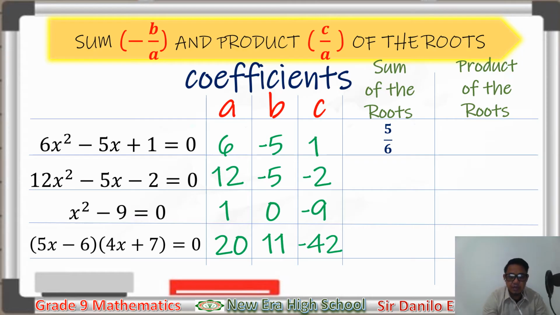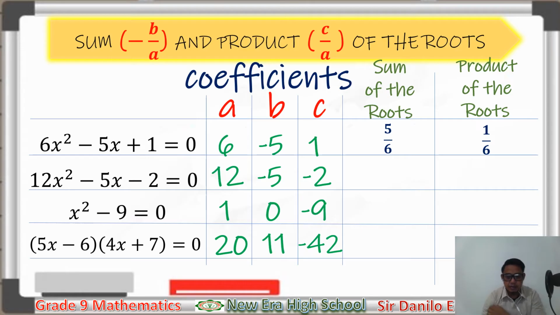So, papalitan lang natin ang sign doon, negative b. That means negative times negative, positive, positive 5. And that over a is 6. That's 5 over 6. How about the product of the roots? Product of the roots is 1 over 6.